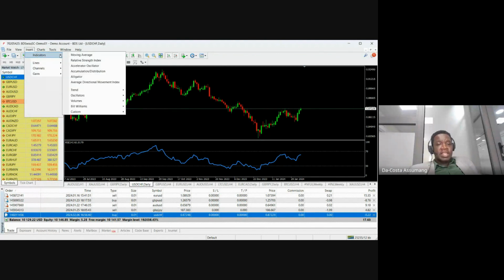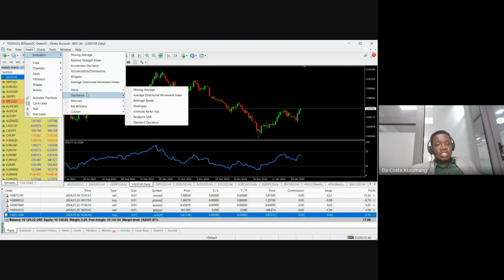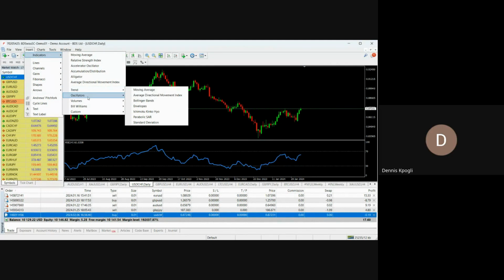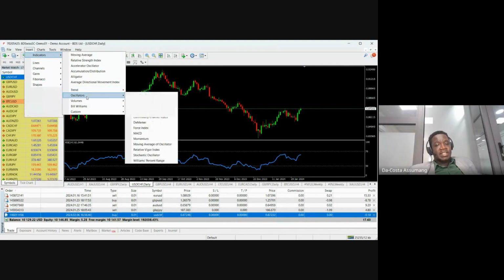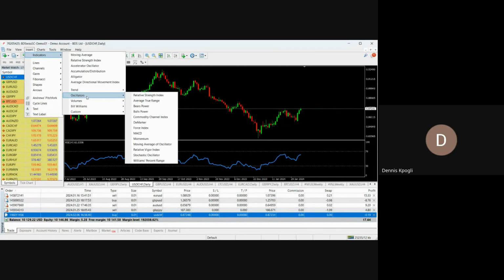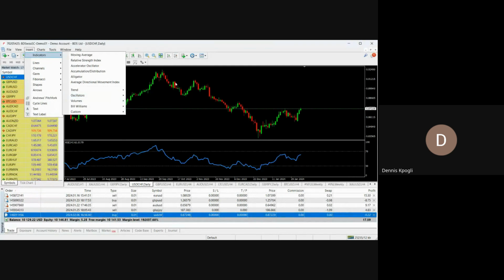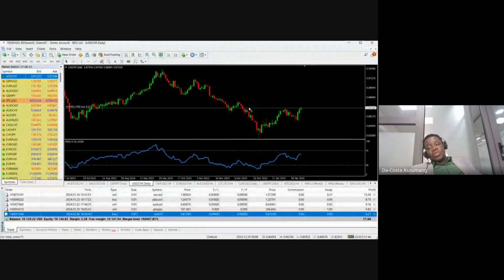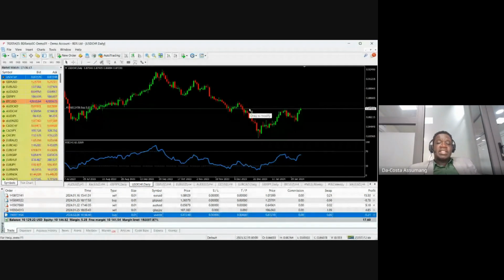Insert, indicators. You come down, you see trend, and then you see oscillators. Select oscillators. Then you see relative strength index. Okay. All right.